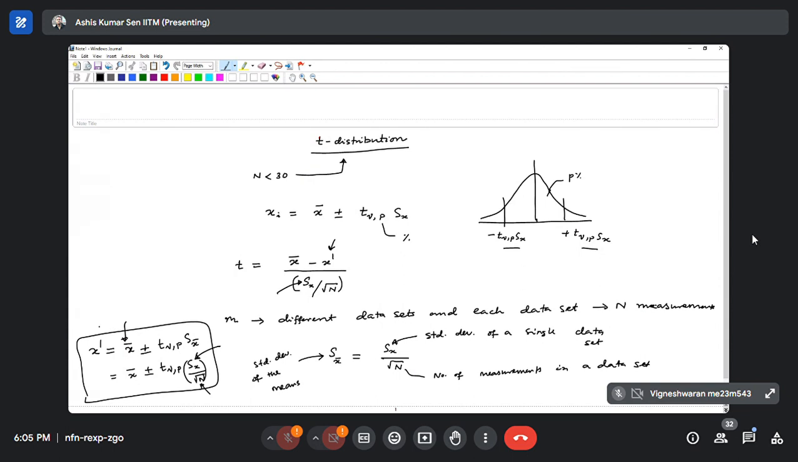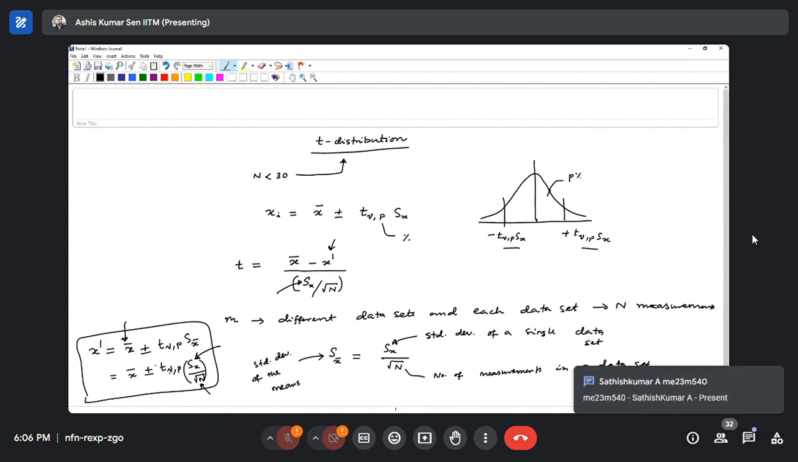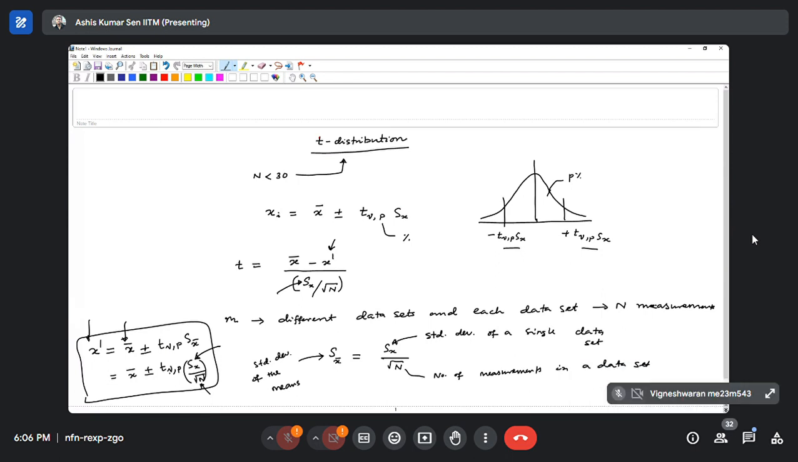And if you want to know what is the probability that the population mean will lie within that interval, then depending on that, ν is basically n minus 1, and P is that probability. So you can estimate the population mean. Okay, so we will take an example through which you try to understand this.